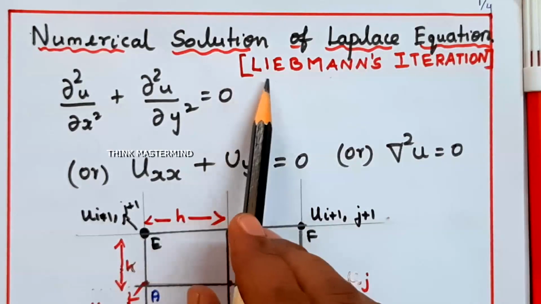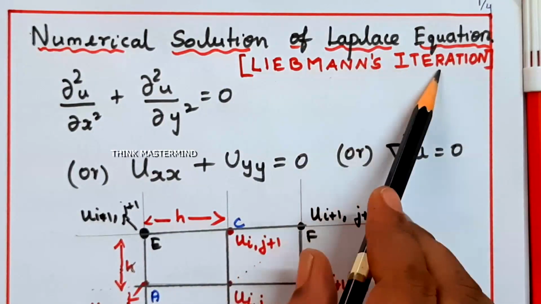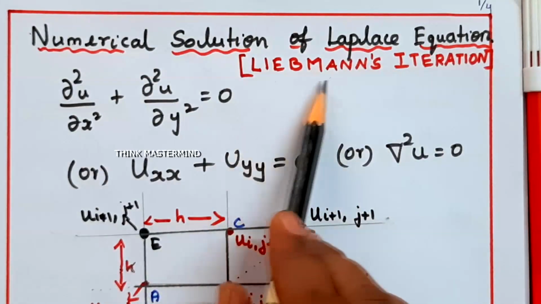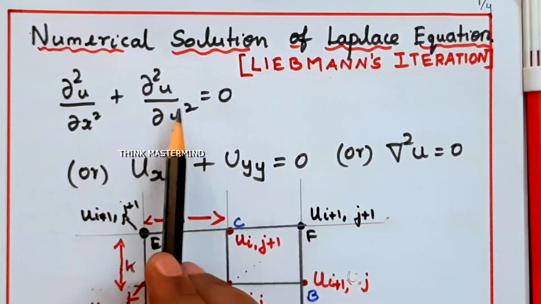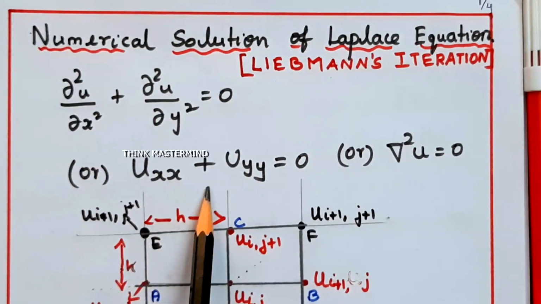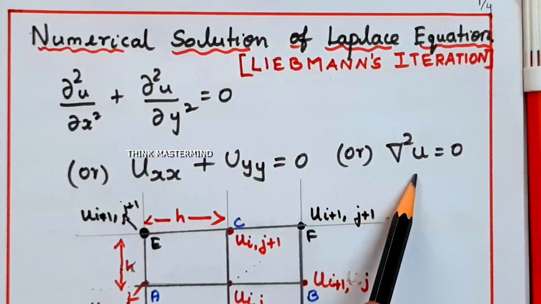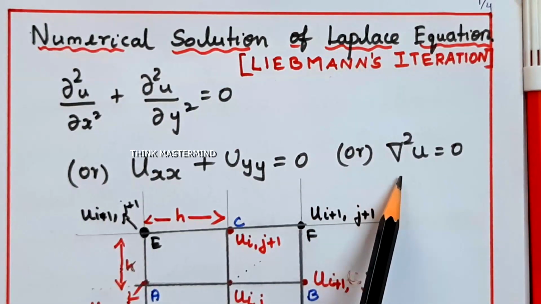Here we are going to see the numerical solution of Laplace equation by Liebmann's iteration method. So the iteration method is very important to solve the Laplace equation. Also the Laplace equation is denoted by u_xx + u_yy = 0 or del squared u = 0. Del squared represents the Laplace operator.